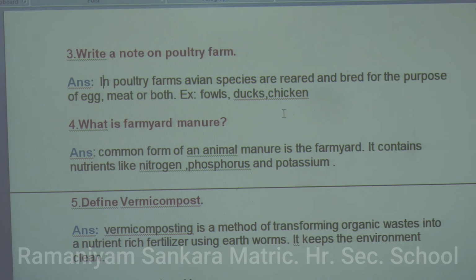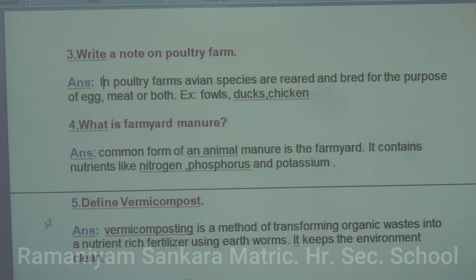But why are they reared? Avian species means the flying birds. So they rear that kind of birds for the purpose of egg and meat, for their eggs, for their meat, or for both. For the human beings, for our purpose actually, we are rearing this type of birds, avian species. So examples are fowls, ducks, chicken. Okay, next, the fourth one: what is farmyard manure?